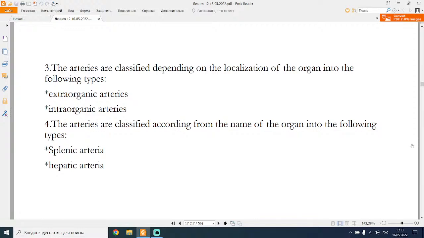Next, the arteries are classified depending on the localization of the organ into the following types: extraorganic arteries, intraorganic arteries. Next classification: the arteries are classified according to the name of the organ into the following types: splenic artery, hepatic artery, and others.